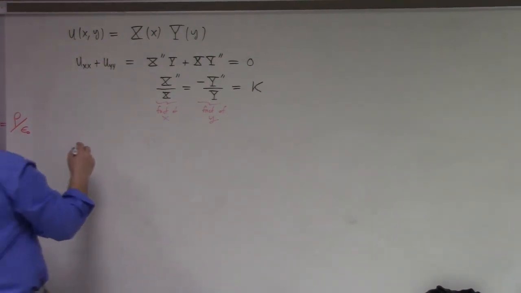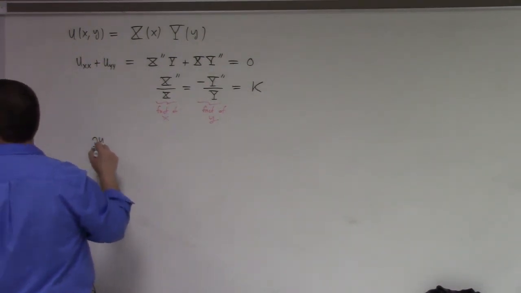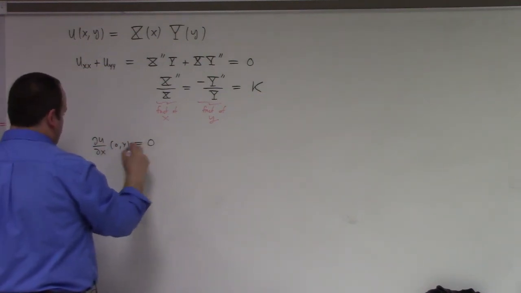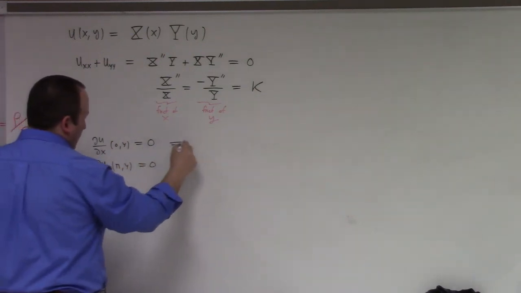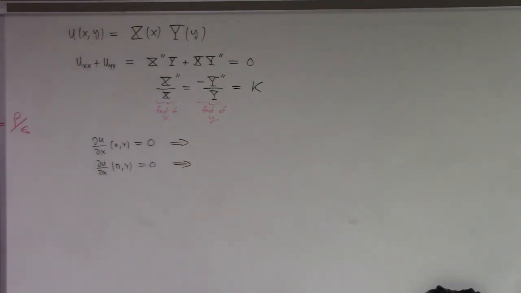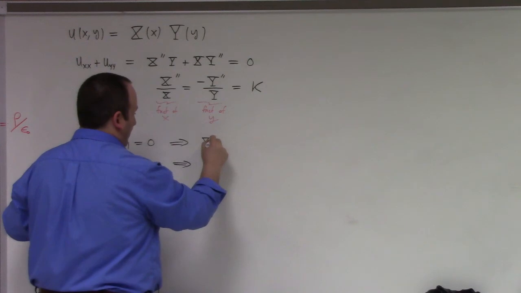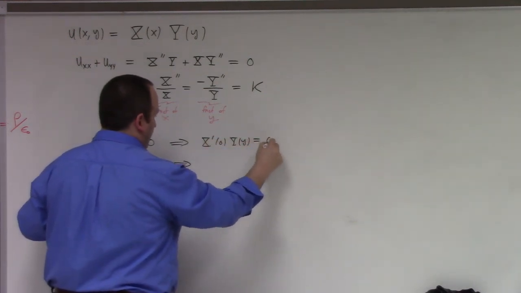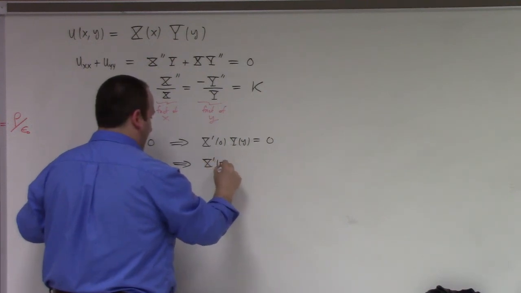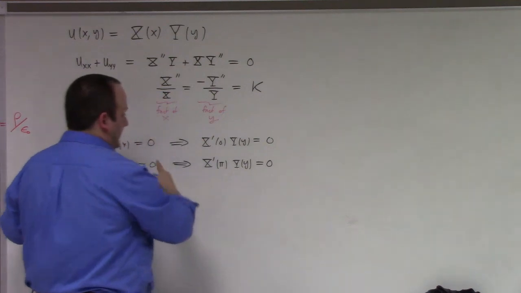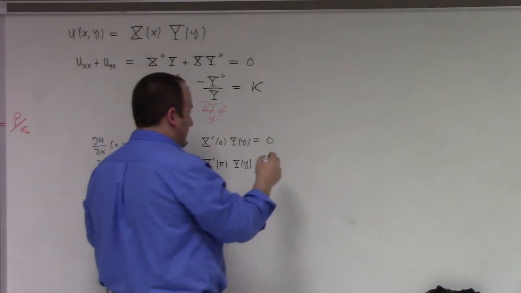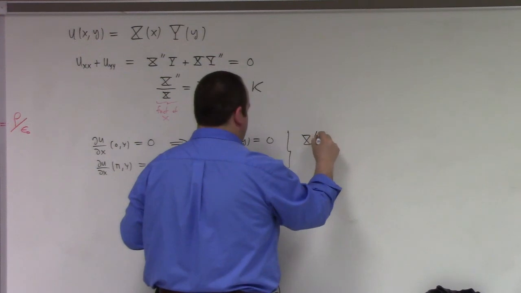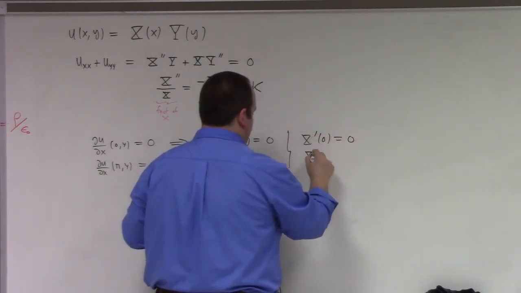So in particular, partial u, partial x at (0, y) equal to 0, and partial u, partial x at (pi, y) equal to 0 imply what about my X? This implies X prime of 0 times Y of y equals 0, and X prime of pi times Y of y equals 0. So we can glean from our side conditions the following conditions for the X solution. We need X prime of 0 is 0, and we need X prime of pi to be 0.